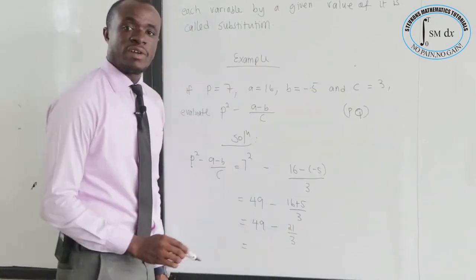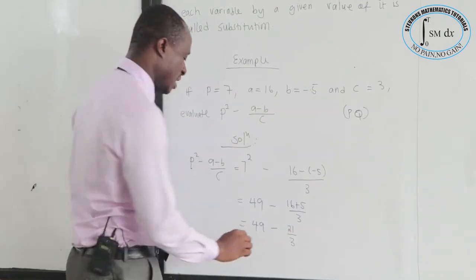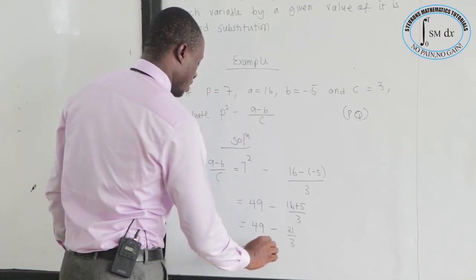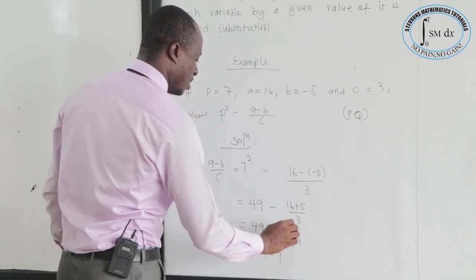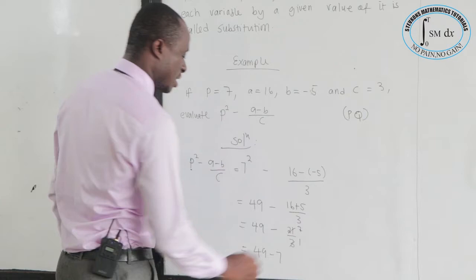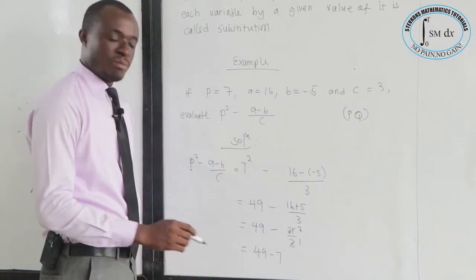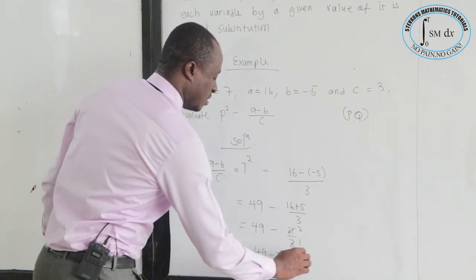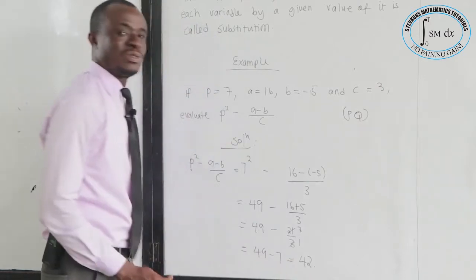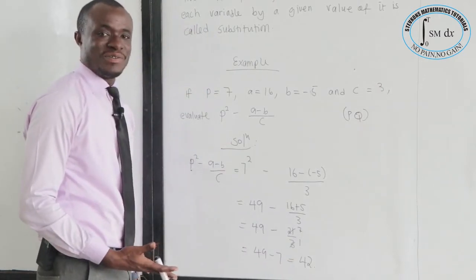Now, what is 21 over 3? 3 will go into 21 seven times. So you have 49 minus 7, because 3 goes into 21, that is 7 times. Now, what is 49 minus 7? This is giving us 42. I think it is very easy, very trivial.